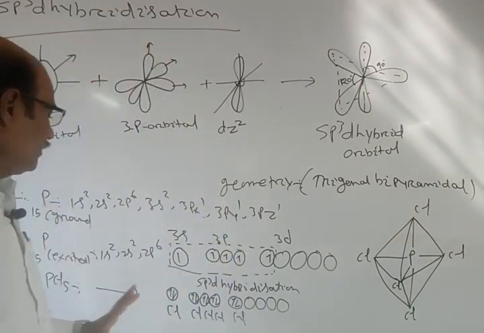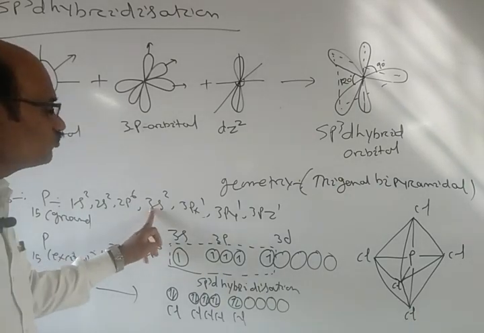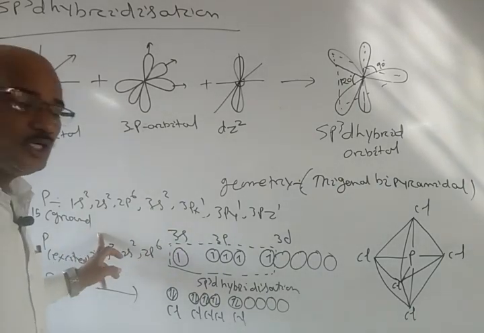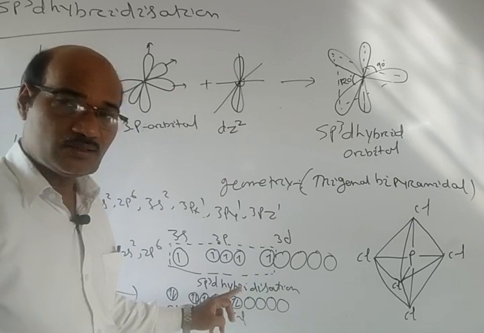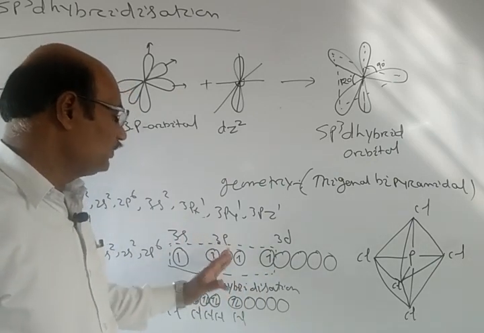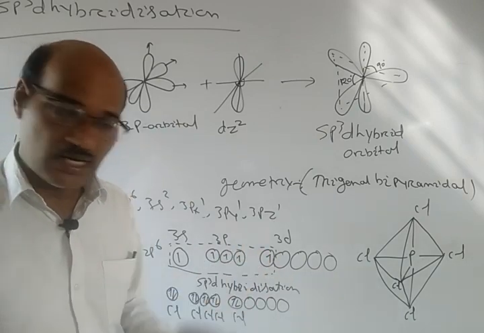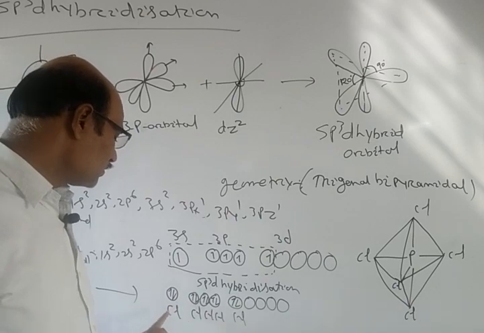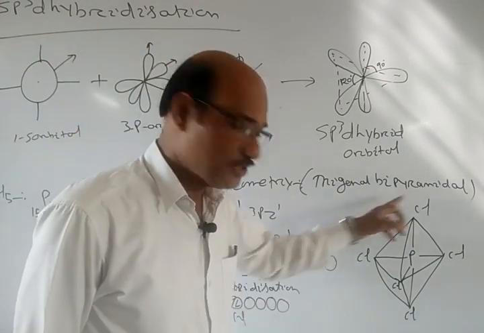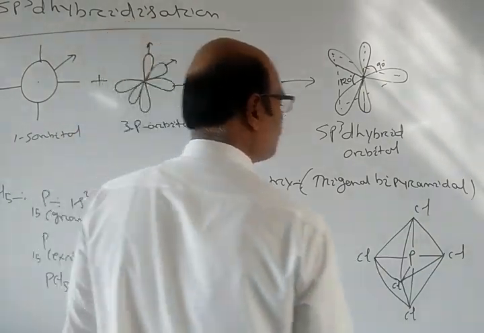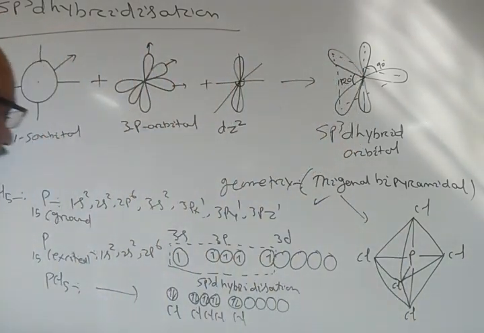So I am repeating again. In the phosphorus, one electron is jumping from 3s to 3d on excitation. Then after we have 1, 2, 3, 4, 5 unpaired orbitals. 3s, 3p and 1d give 5 sp3d hybrid orbitals. Now to each, the chlorine atoms are attached to give PCl5, having trigonal bipyramidal geometry.